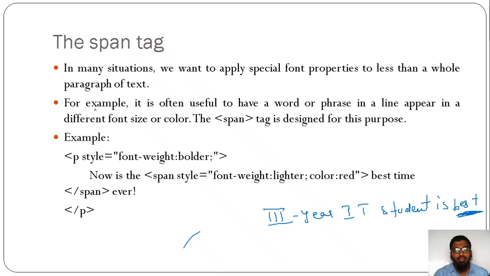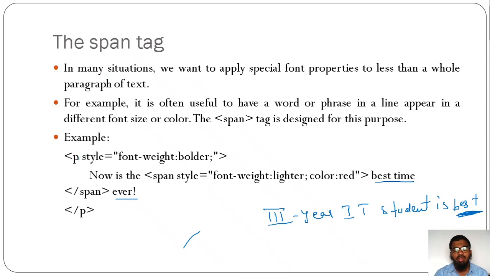So what is this span now? For example, it is often used to make a word or phrase in a line appear in a different font size or color. The span tag is designed for this purpose. Like I told you, this is my sentence, paragraph or phrase. Here, I want to highlight the best. So here, p style equals font weight bolder, means dark. Now is the best time. Span style equals font weight lighter and color red, so best time will be in the red color, then the span is closed and the rest is in the normal color. Clear? So this is the way we have to give the span.